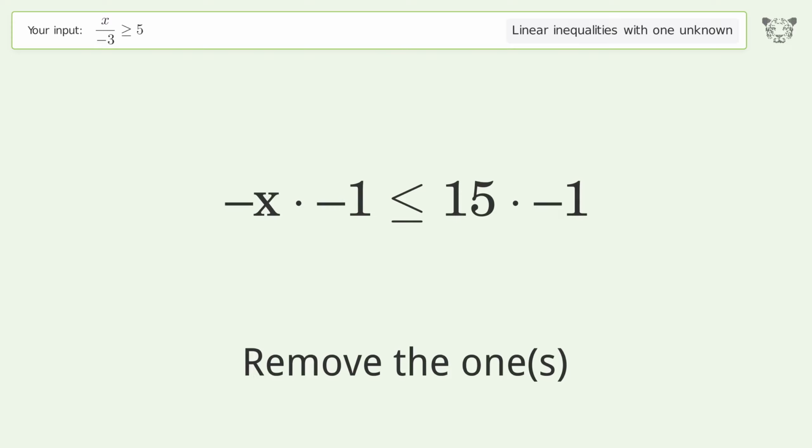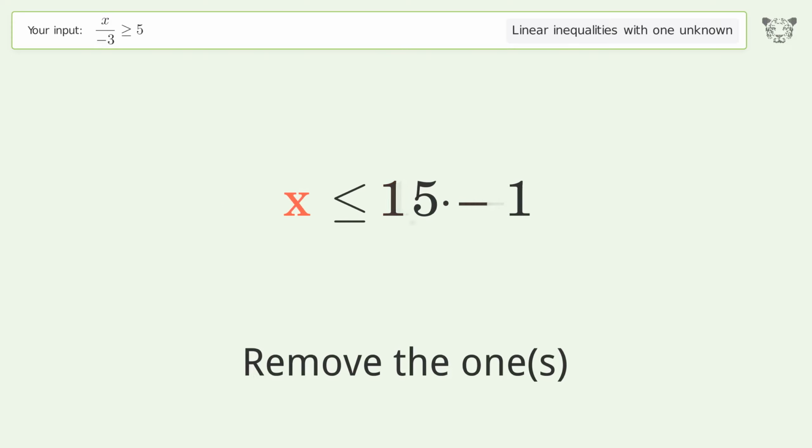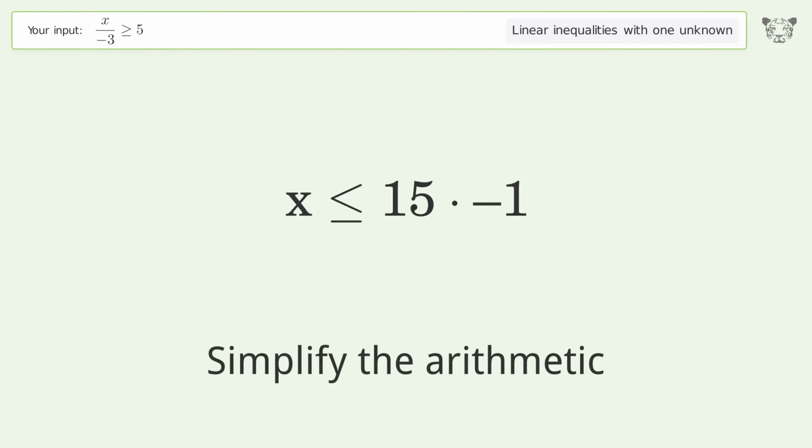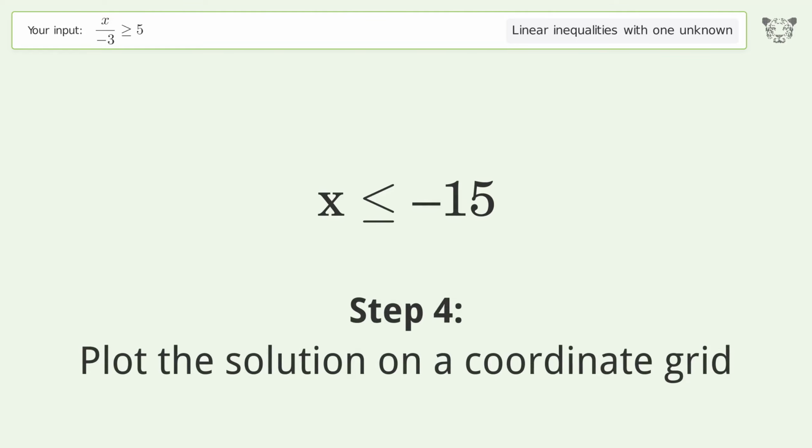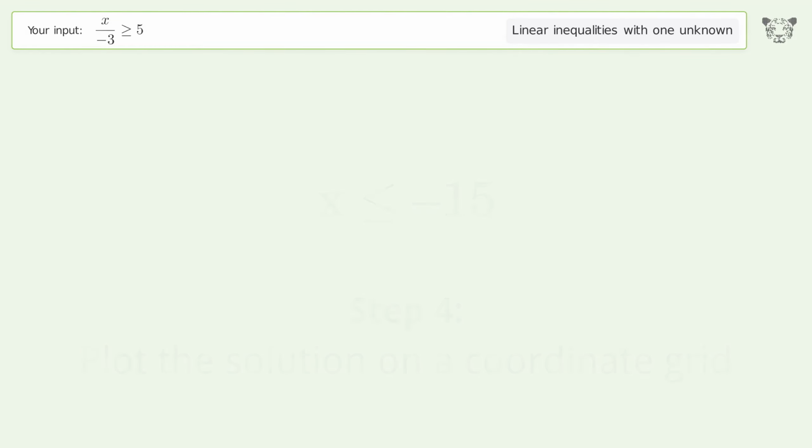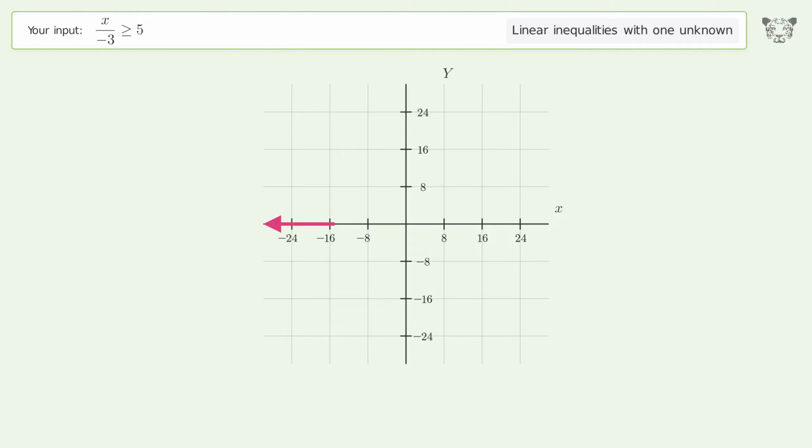Remove the ones. Simplify the arithmetic. Plot the solution on a coordinate grid. And so the final result is x equal or smaller than -15.